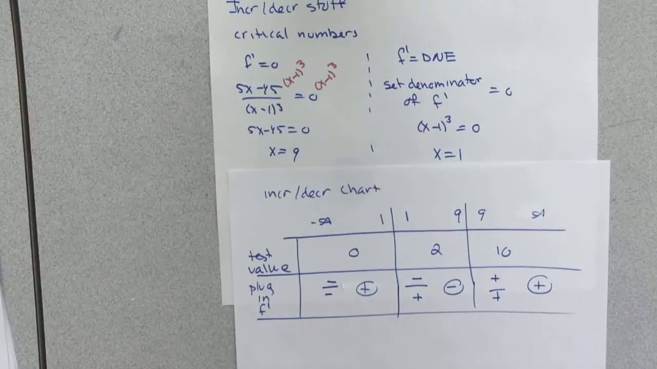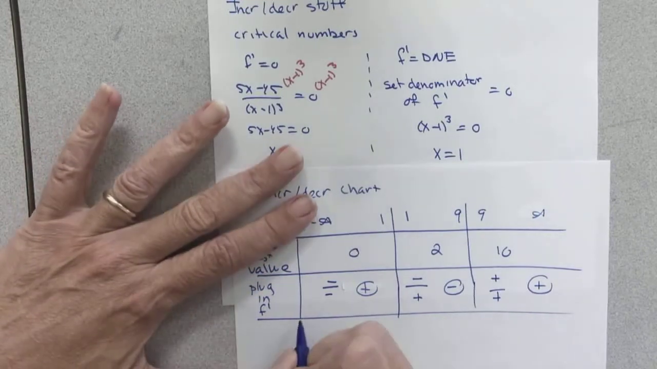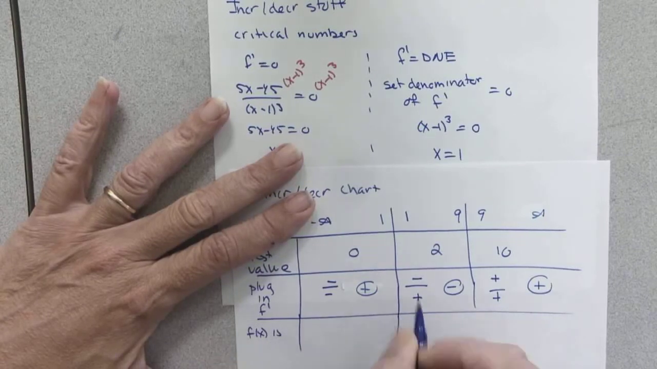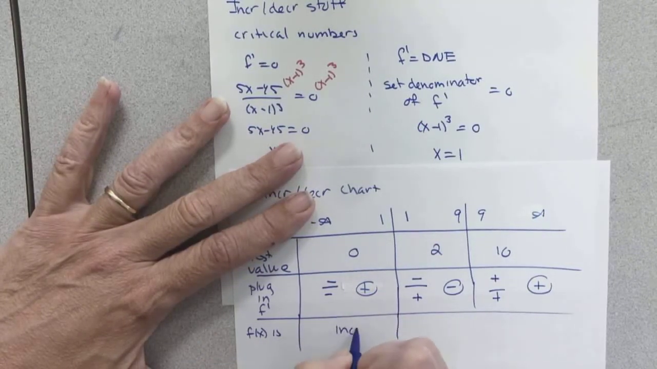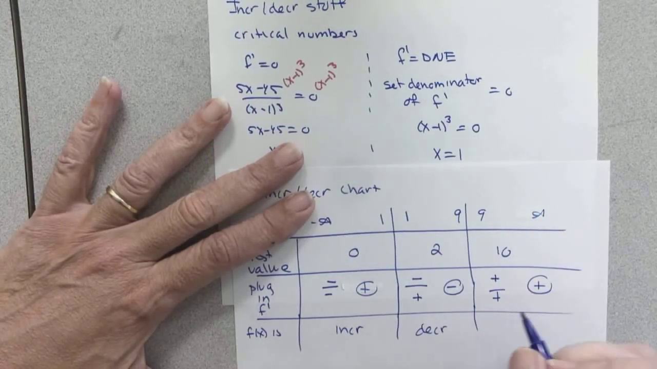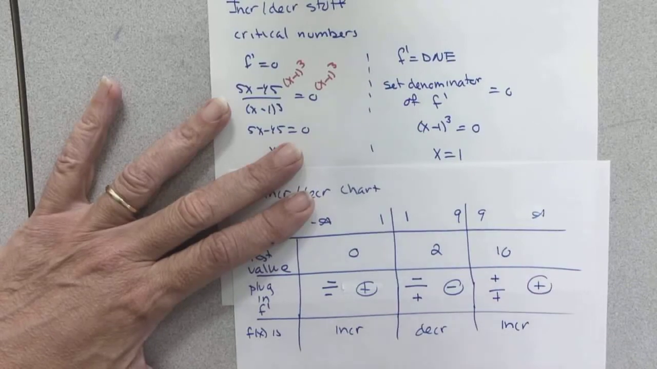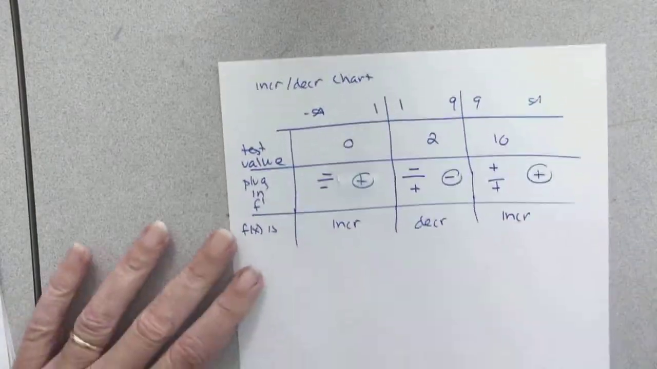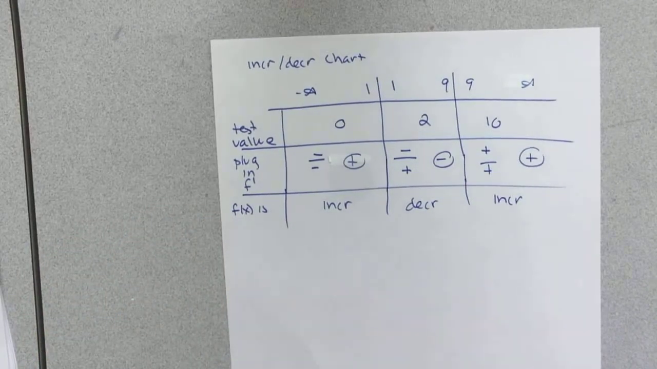If you can't analyze it out like that, you can just plug into the first derivative and see what number you got. But now I can see that f of x is, because my first derivative is positive, increasing. Then my first derivative is negative, so it's decreasing. And my first derivative is positive, so it's increasing. Then based on that, I can decide on my local maxes and mins, which we will do in the next video.